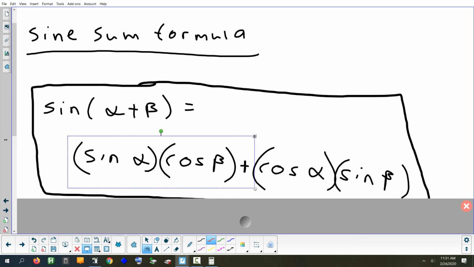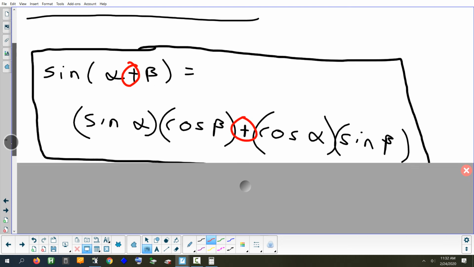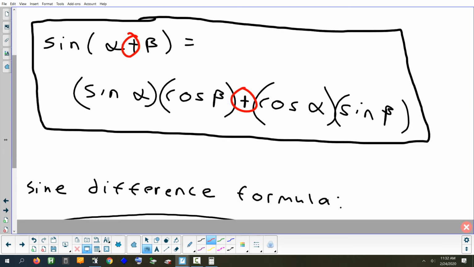Now, it's still first, second, first, second. That didn't change. But does anybody notice one other thing that is different? Yep, the same sign in the middle. Yeah. If it's a plus here, it's a plus here. With cosine, you have to make it the opposite. Okay, so that's the sine sum. Now, based on when we did cosine sum and difference, anyone think they could tell me the sine difference now that you know the sine sum? Or maybe just tell me what would change in that formula to make it the sine difference.